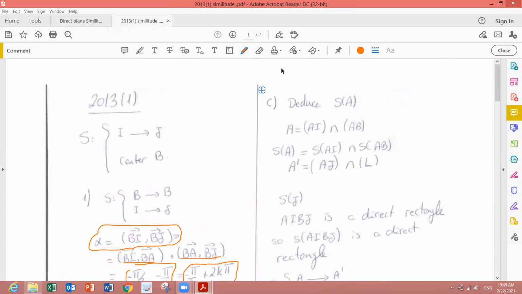We take the images. Deduce S of A. A equals AI intersection AB, we take the images of the lines. So S of A equals S of AI intersection S of AB. S of AI we found is AJ, and this is L. So A prime is AJ intersection L.